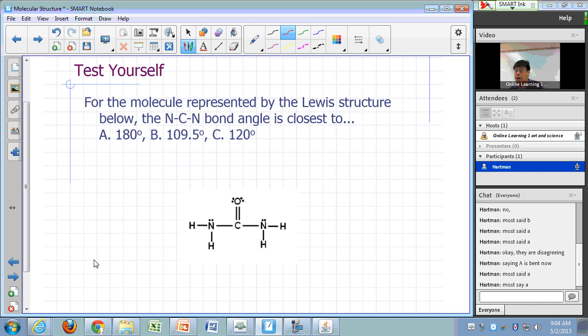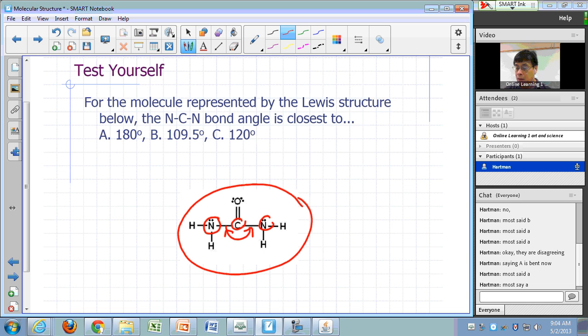Okay, for the molecule represented by the Lewis structure here, remember a Lewis structure does not have to reflect what the actual shape is. It just shows how the electrons are distributed. So if I ask you for an angle that says NCN here, what is this NCN angle? Even though it looks like it's 180 degrees, it's not. Anytime you're asked for bond angles, you have to answer it in terms of what it would be if you were to actually look at the molecule itself. Don't rely on what's shown on the paper.